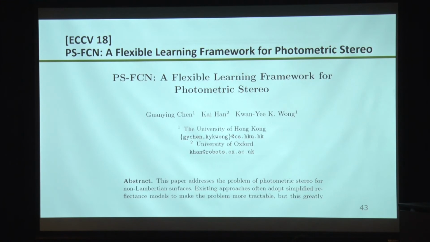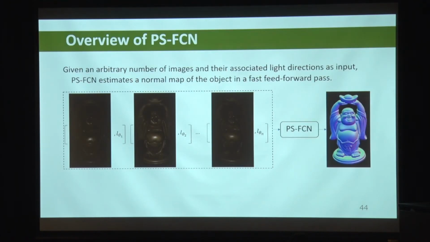Interestingly, in ECCV 18, there were two papers focusing on this problem, that is, using deep learning to solve the photometric stereo problem for complex reflectances. This work is called PSFCN. From the abbreviation of the title, you can tell that FC means fully connected. This is an overview of the PSFCN.